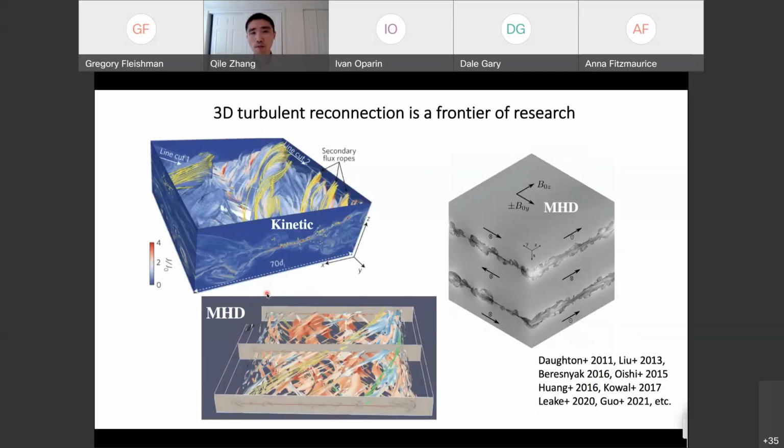And just to also point out that there are many studies on 3D reconnection with this reconnection-driven turbulence in recent years, in both kinetic and MHD simulations. So the 3D turbulent reconnection is the frontier of research.